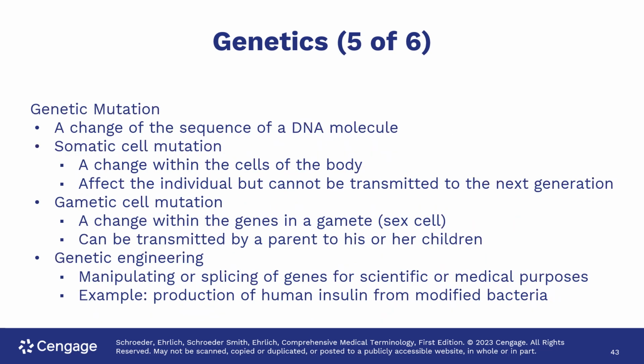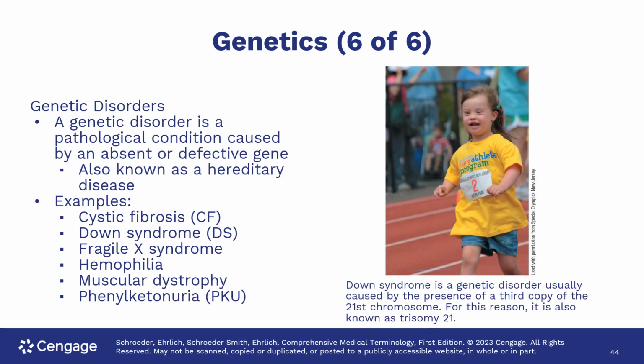A mutation is a change in the sequencing of the DNA molecule. A somatic cell mutation is a change in a cell within the body. A gametic cell mutation is a change in the genes of one of the sex cells. And genetic engineering is manipulation of genes for scientific or medical purposes. Genetic disorders are caused by an absence or defective or additional gene, like cystic fibrosis or Down syndrome.